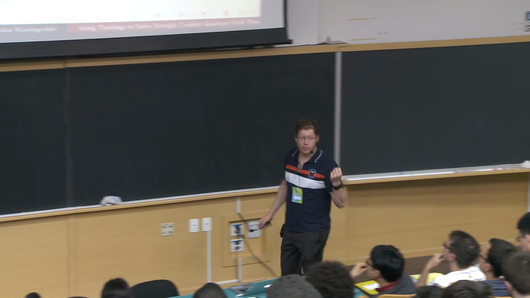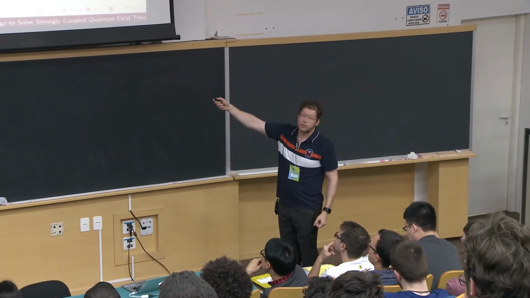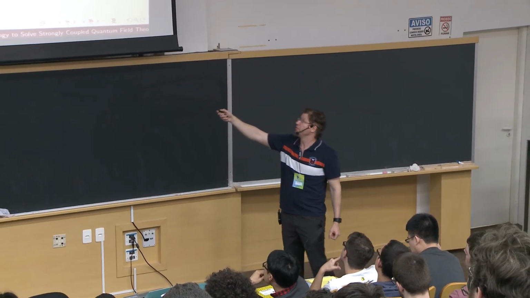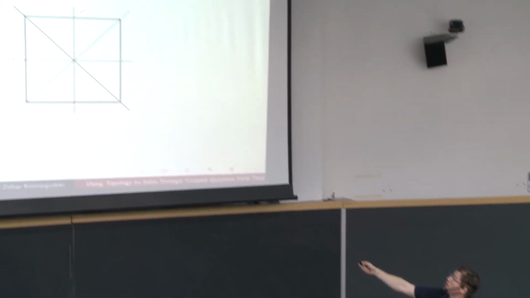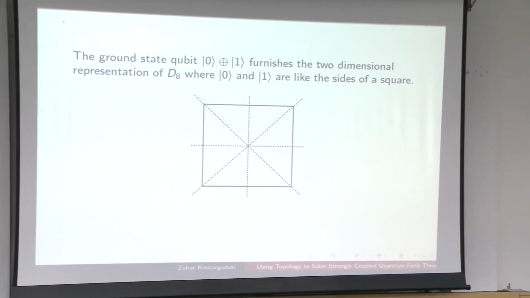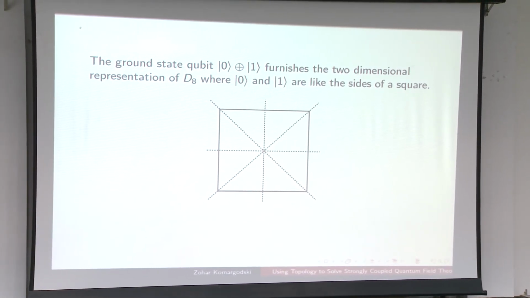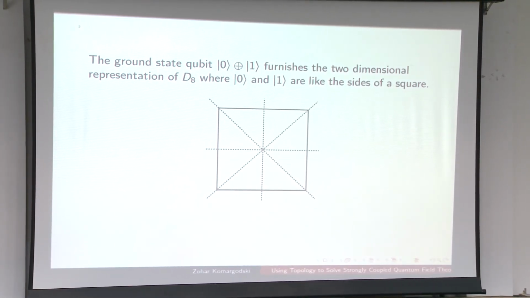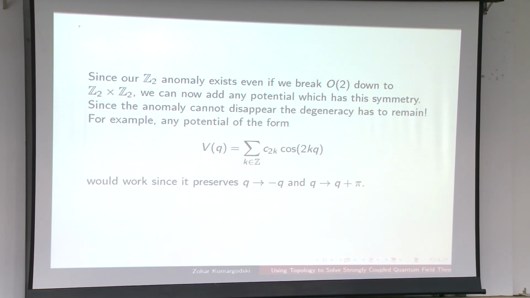And you can think about it geometrically, like you have a qubit, your famous qubit that is the ground state. And you can think about it as like the sides of a square. It sits in a representation of the dihedral group that looks like the sides of a square. And therefore, it cannot go away because of the central extension. And therefore, you conclude that as long as you add only potentials or impurities that preserve Z2 times Z2, the qubit cannot go away because the central extension cannot go away.